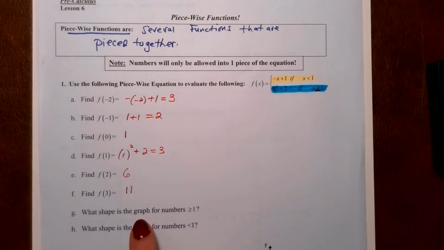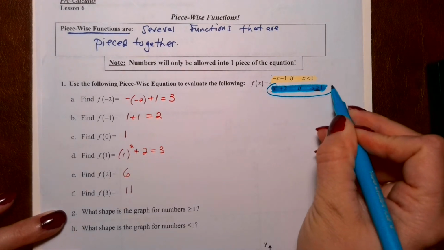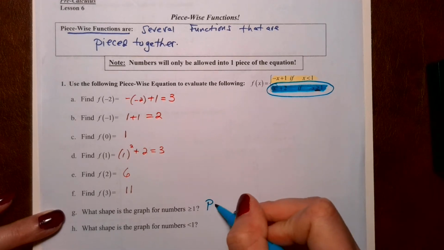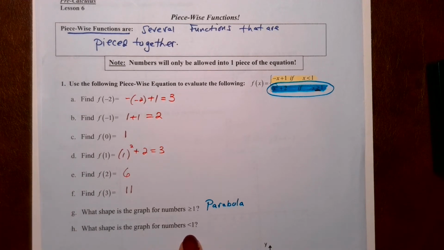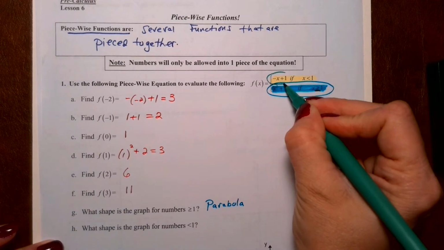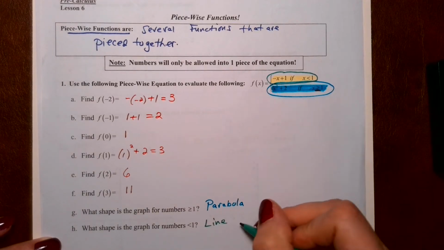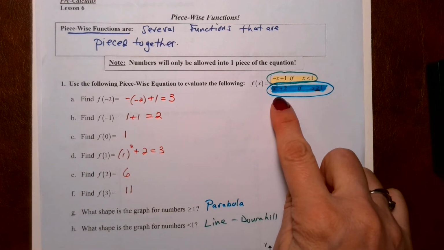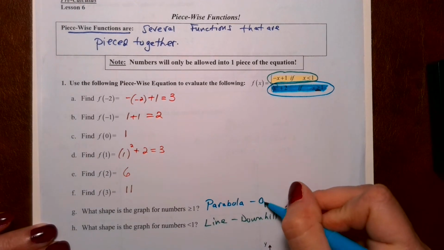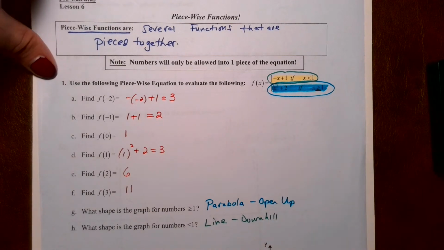Okay. What is the shape of the graph for the numbers that are more than or equal to 1? That would be this bottom piece right here. For numbers that are greater than or equal to 1, the shape of this graph is a parabola. And what is the shape of the graph for the numbers that are less than 1? That top piece is a line. This line would be going downhill, a downhill line. And this parabola, since it's positive, would be opening up.